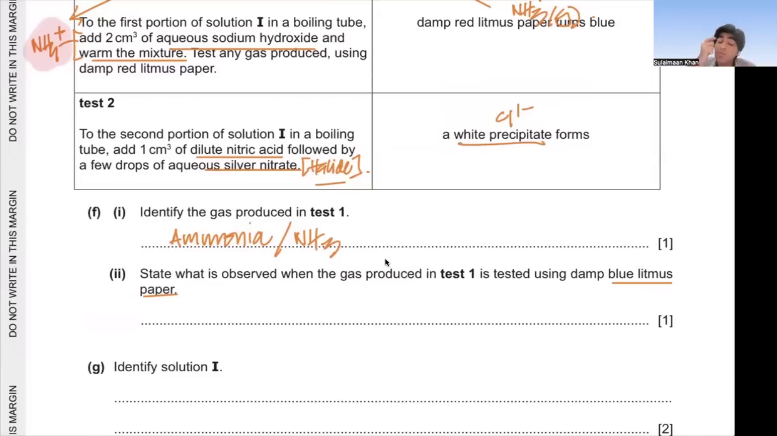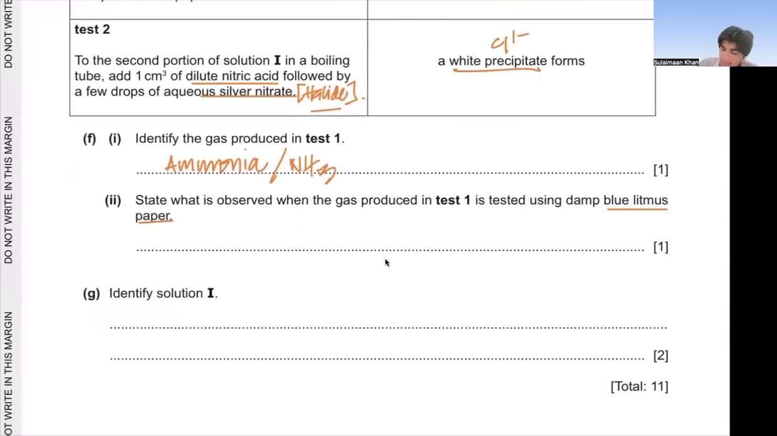So observation is what you see with your naked eyes. What do I see with my naked eyes? I see that the blue litmus remains blue. That's what's observed. Blue, that's it. Write no change, it's the same thing: no change, blue litmus remains blue. That's fine.